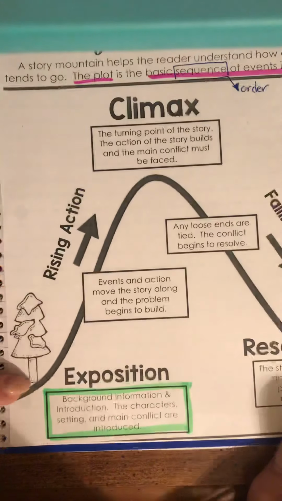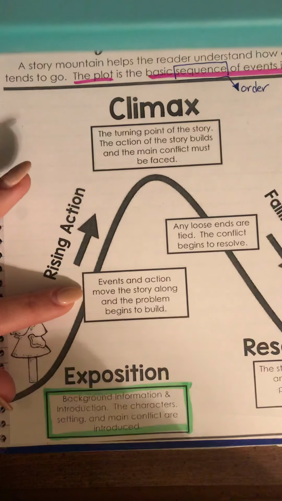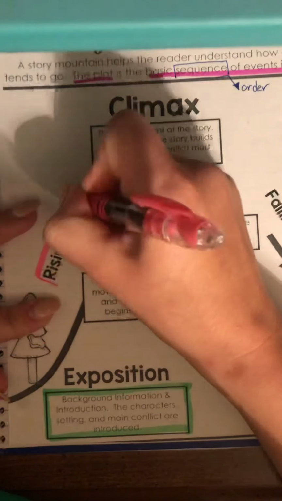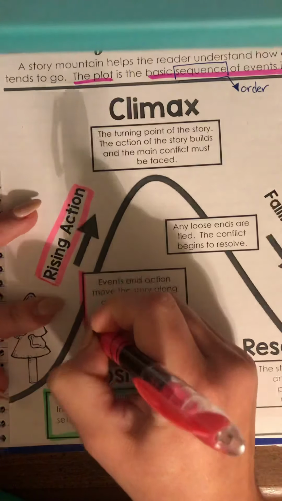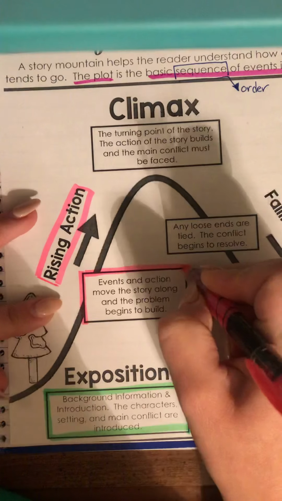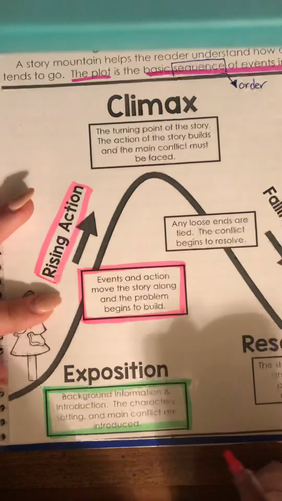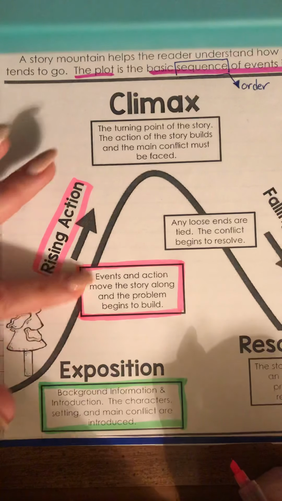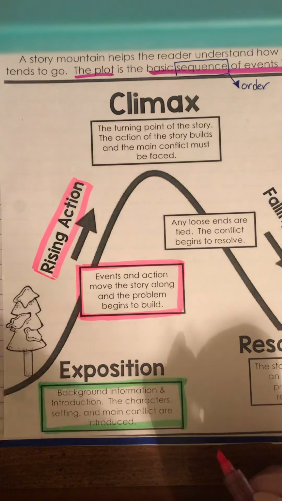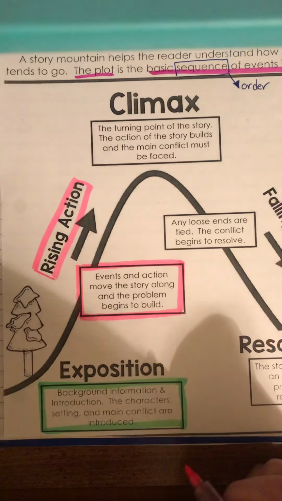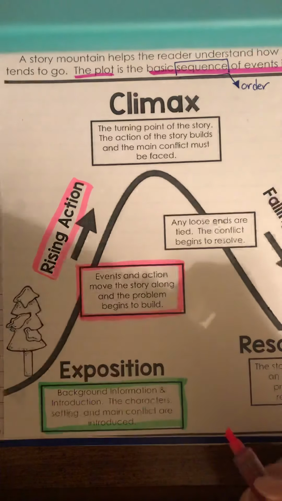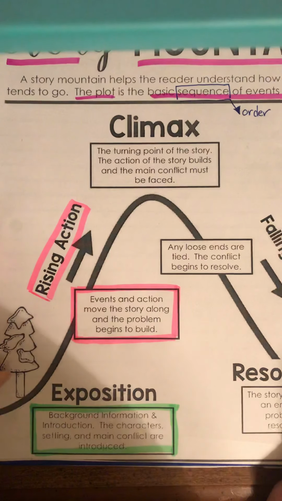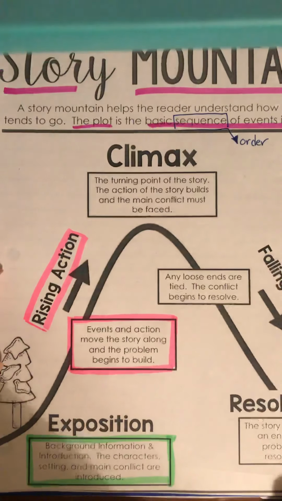Now we're going to follow our Story Mountain and we're going to go up to our rising action. Our rising action are the events and action that move the story along and the problem begins to build. So maybe we're seeing the introduction of a possible problem, but not quite the problem itself.